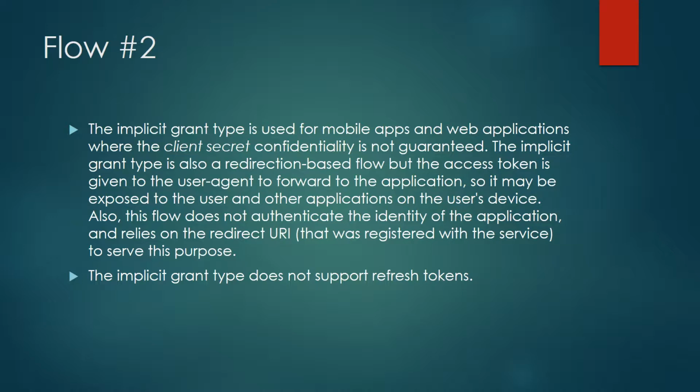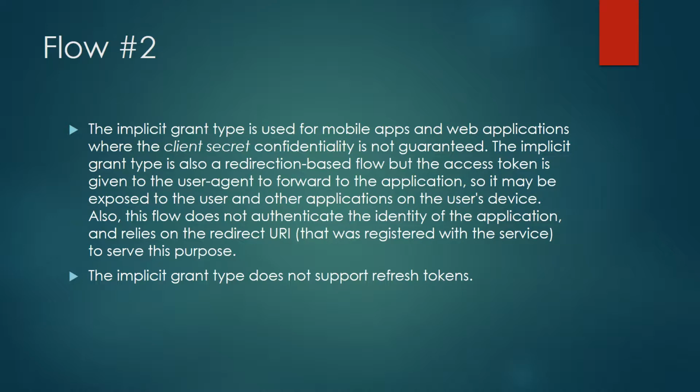So let's begin by explaining the second flow. The implicit grant type is used for mobile apps and web applications where the client secret confidentiality is not guaranteed. So as you can see, we are not starting very good.